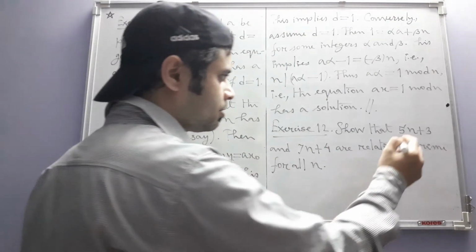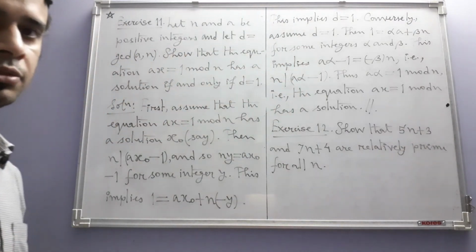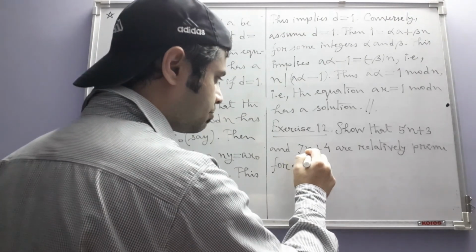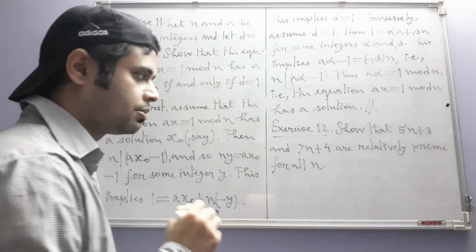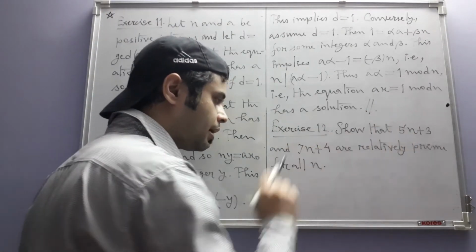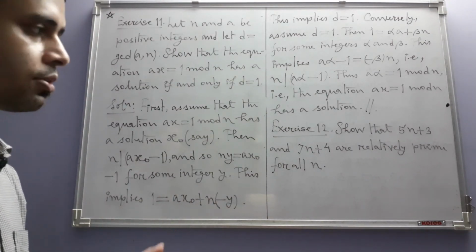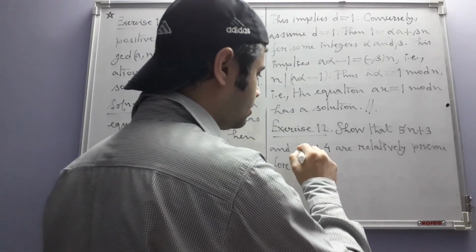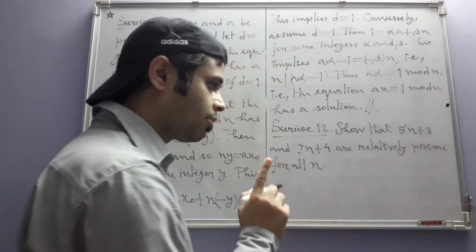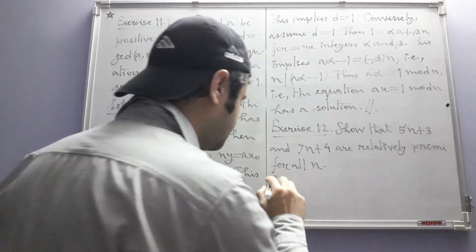Why? Because for this to be 0, n has to be minus 3 by 5. n is an integer, it cannot be minus 3 divided by 5. Like that, for this to be equal to 0, n has to be equal to minus 4 divided by 7, which is not possible. So both of these are non-zero integers, and we know that non-zero integers have a greatest common divisor. We have to show that that greatest common divisor, irrespective of the value of n, is always 1. That means the integers are relatively prime.